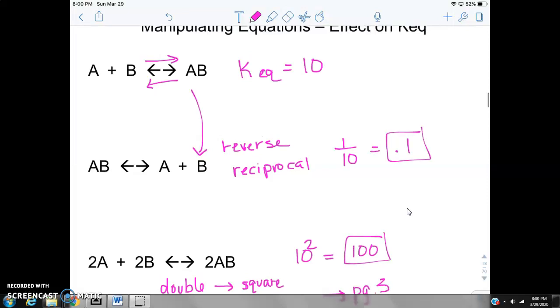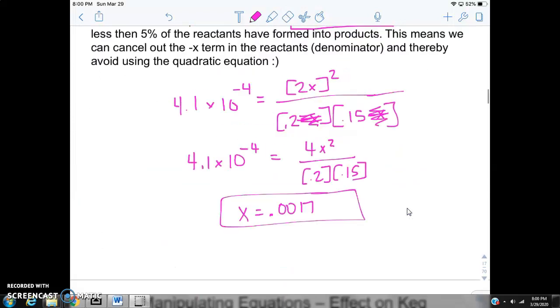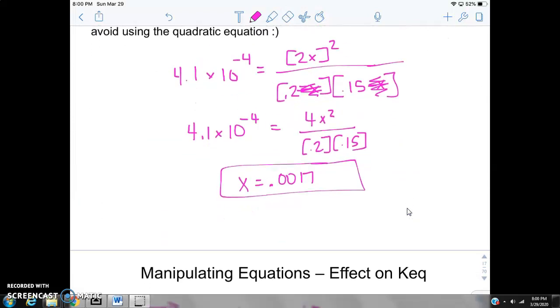Oh, and I should have mentioned up here, one of the questions on page 6 of the worksheet packet appears as if you have to do the quadratic equation, but the KEQ that they give you is actually very small, and you can use this cheat sheet method. So if you're looking for another example like that, you can also do page 6, number 46 in the worksheet packet.